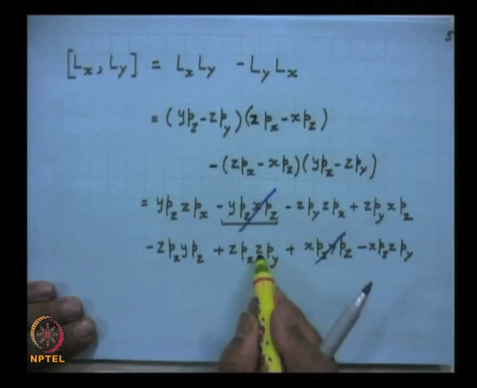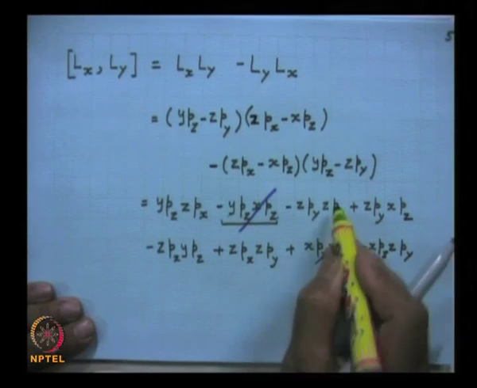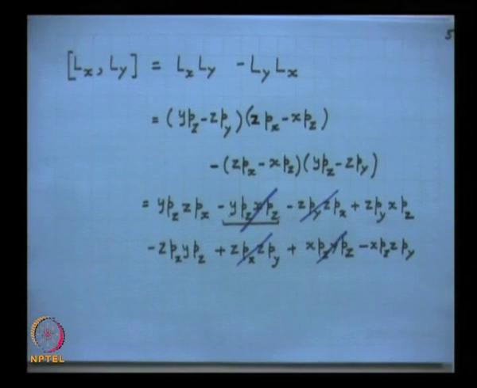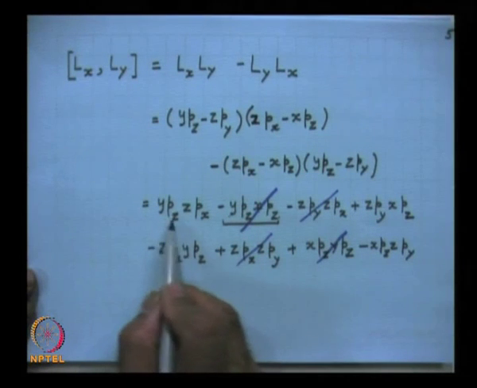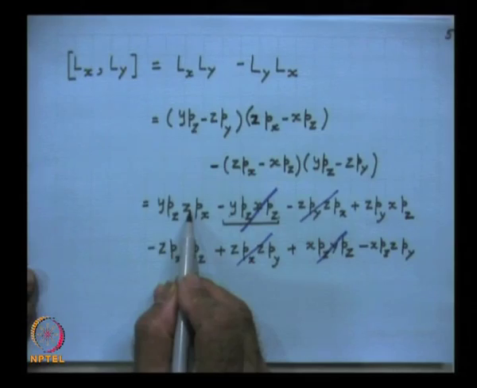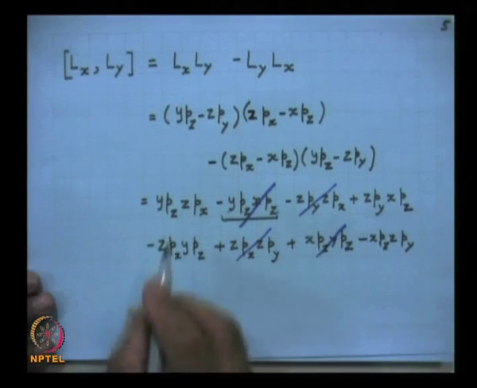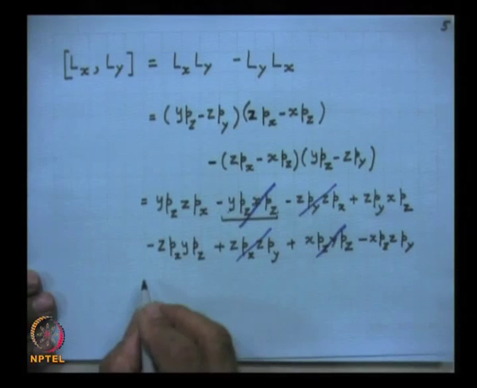Similarly, here I can take z here, z square p x p y. This is z square p x p y. So, this term will cancel out with this term. But here we have to be careful. Please see that here you have p z z and z p z. So, we have to be very careful. So, we can take these two terms outside.